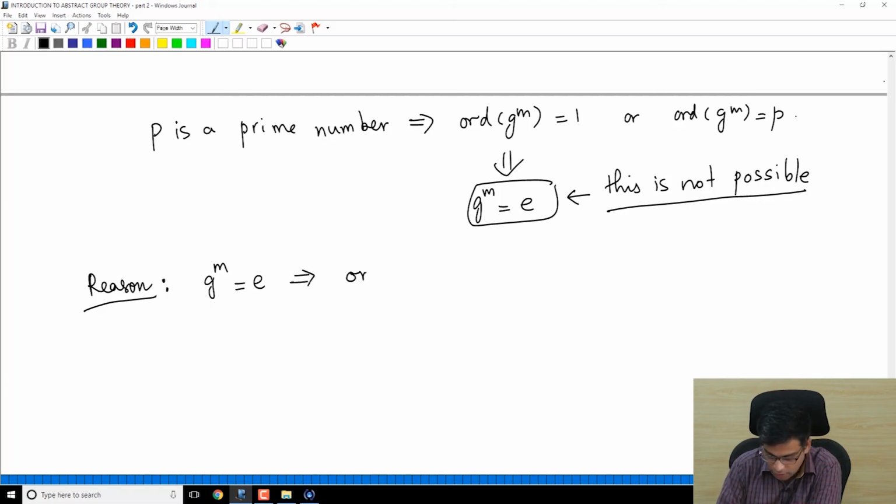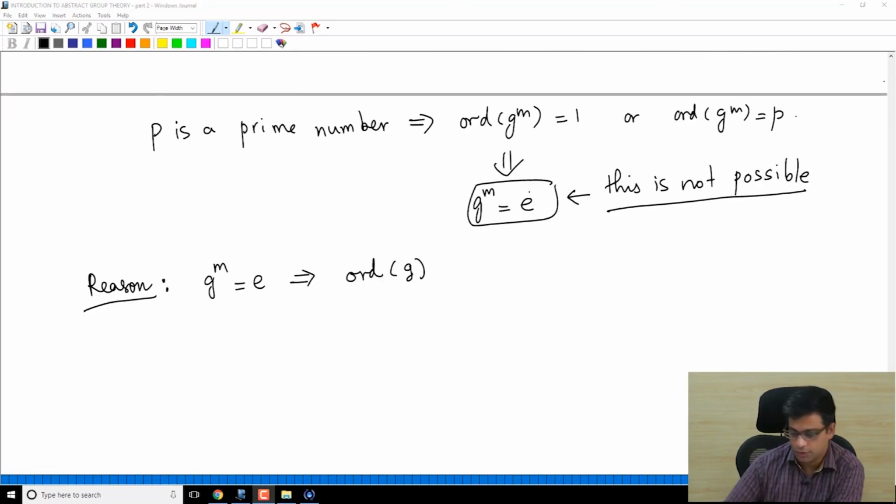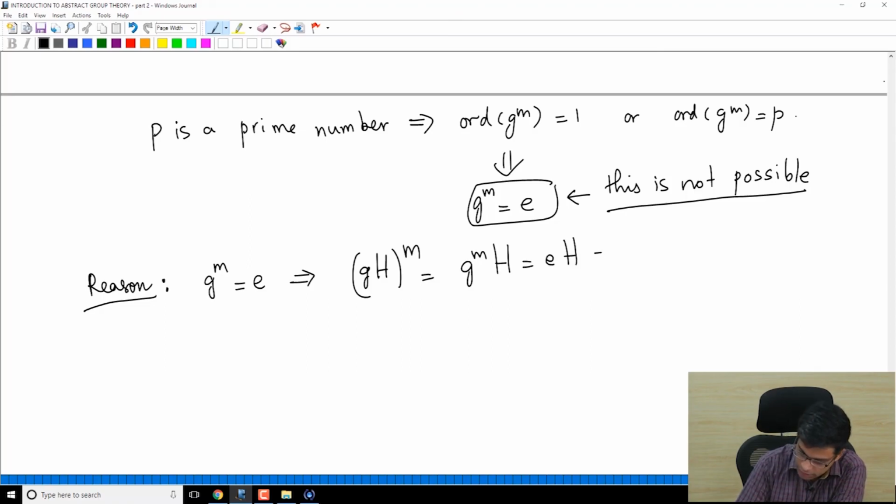Okay, so if order of G power m, which we know is either 1 or P, is 1, then G power m is E, which I claim is not possible. So why is that? If G power m is E, then certainly GH power m is G^m H, which is EH, which is H. So GH power m is H.